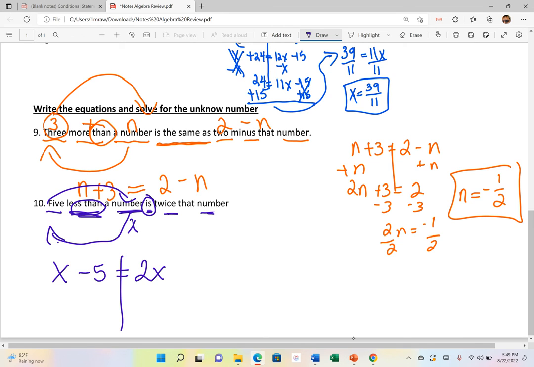Pretty simple, pretty easy. Get my x's on one side, subtract x from both sides. We get negative 5 is equal to x. And that's how you solve those types of problems, guys. Okay, all righty.